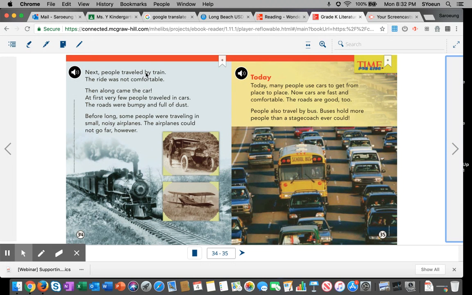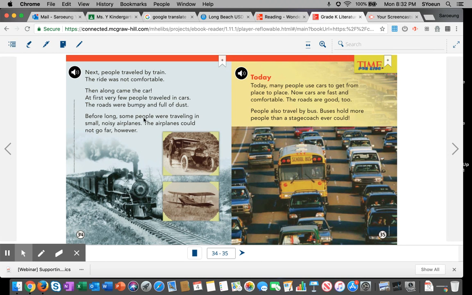Next, people traveled by train. The ride was not comfortable. So there's the train right there. A lot of smoke coming out. Then along came the car, that car right here. At first, very few people traveled in cars. The roads were bumpy and full of dust.